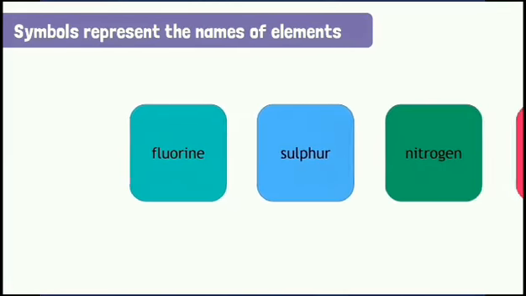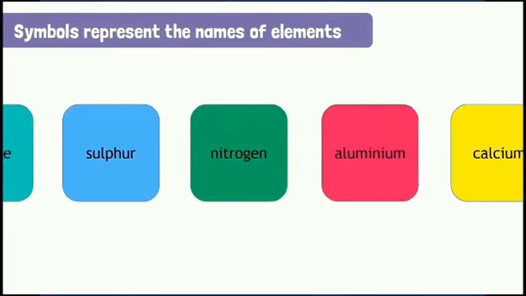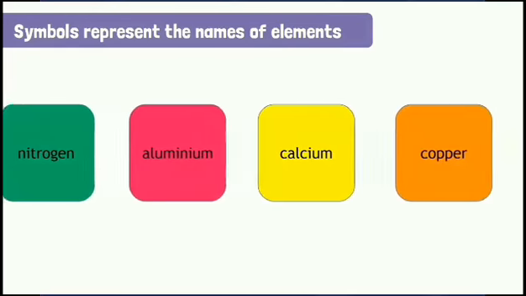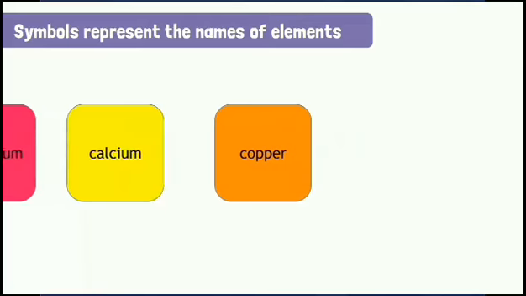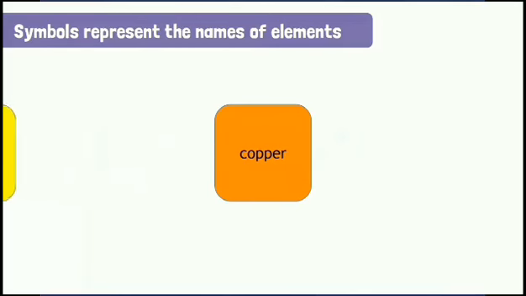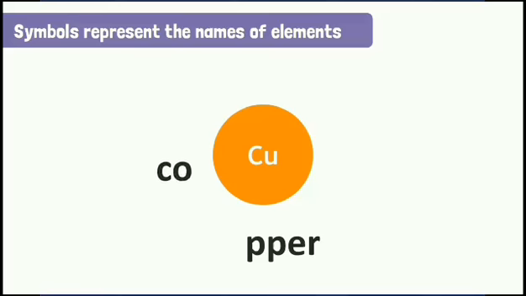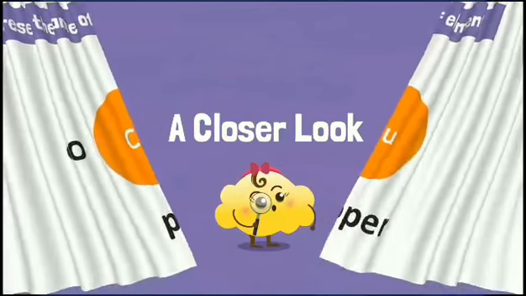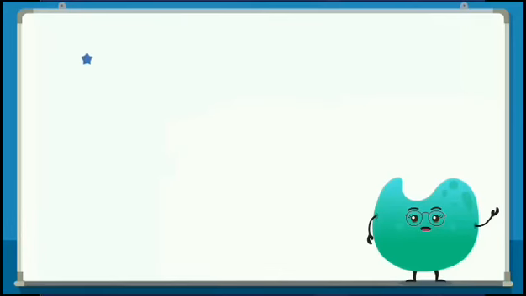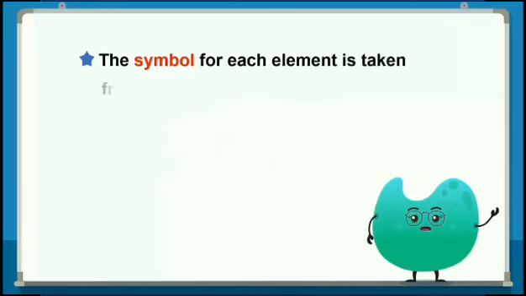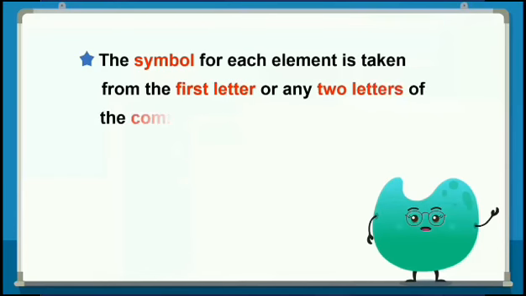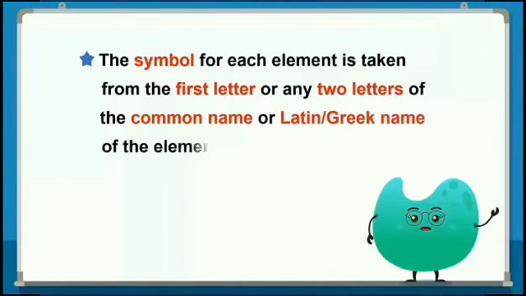Every element has a name and a symbol to represent it. For example, let's take a look at one of these elements. This one is copper. Its symbol is Cu. You'll notice that the letters don't match the common name of this element. Let's take a closer look. The symbol for each element is taken from the first letter or two letters of the common name of the element or its Latin or Greek names.